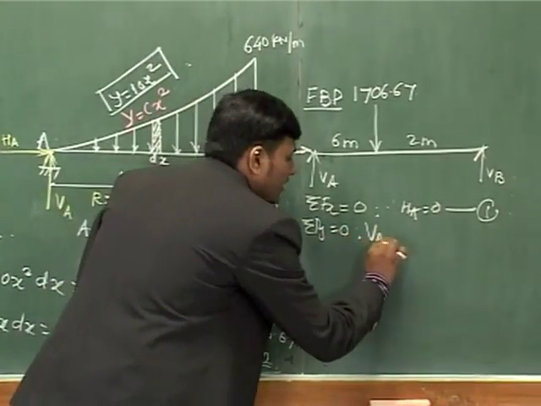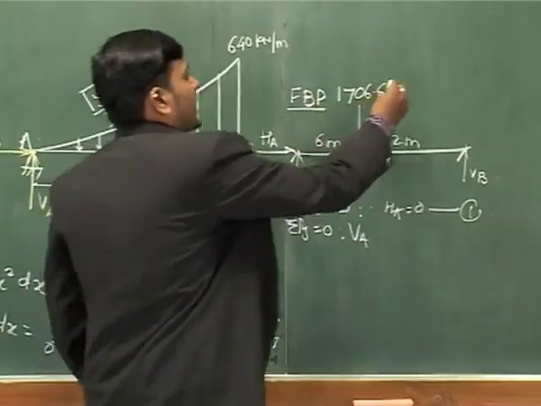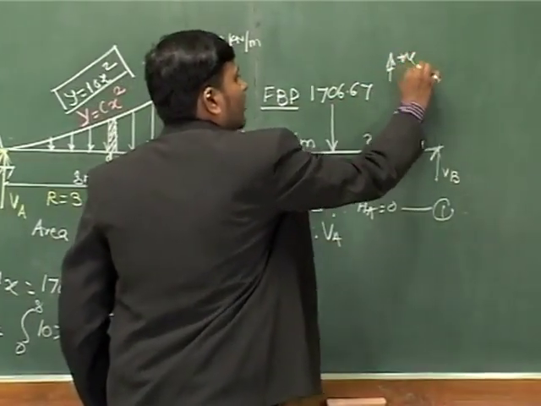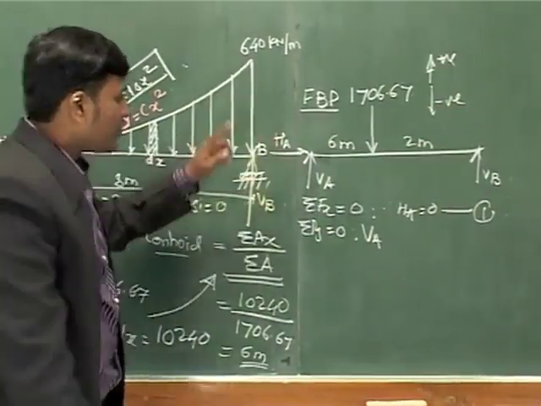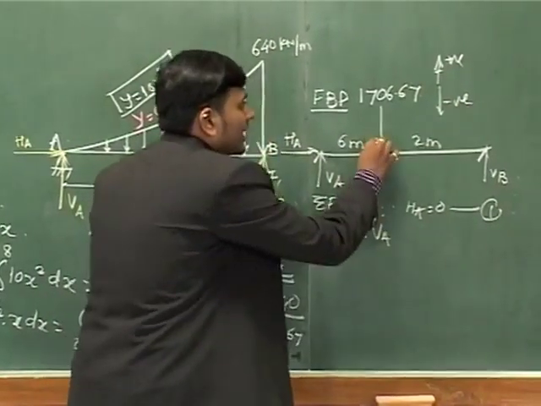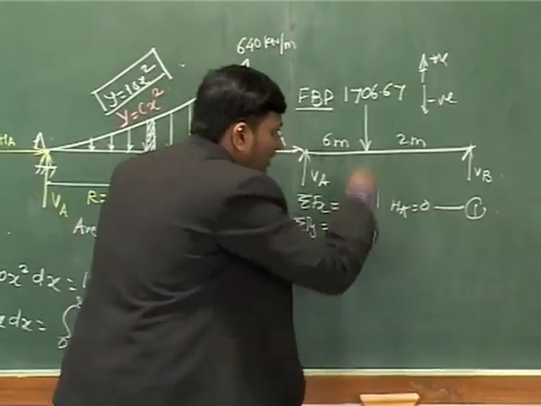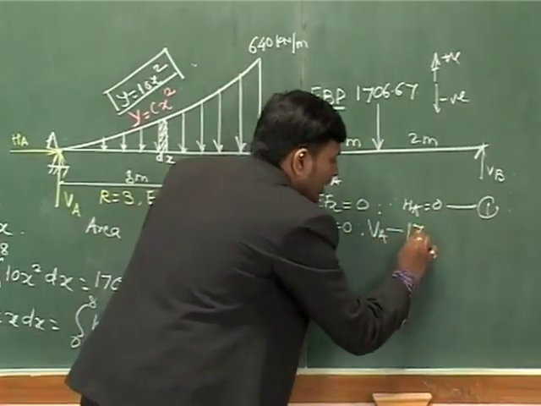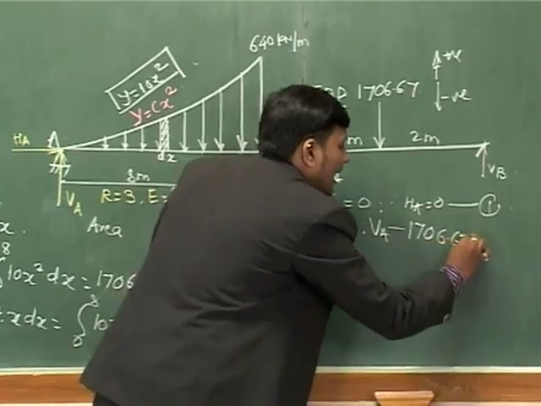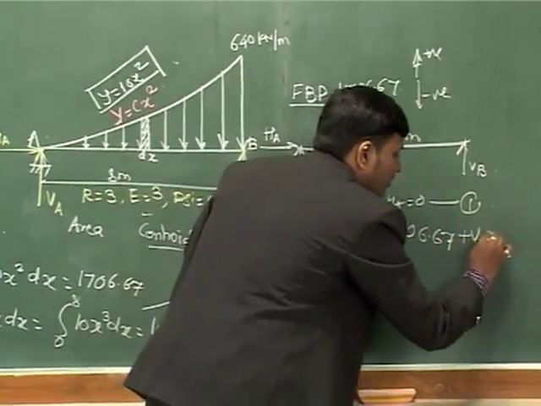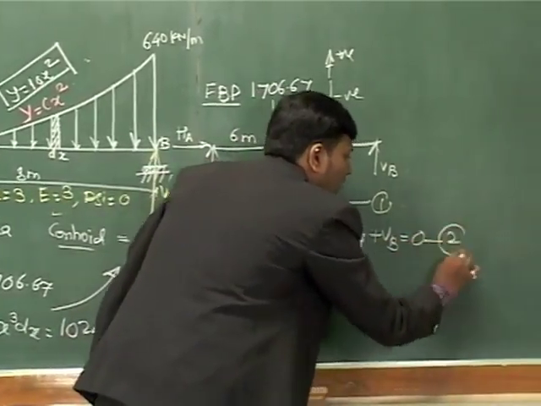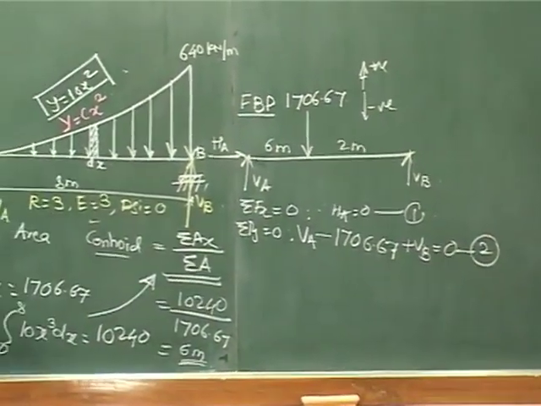So the first force will be VA, which is acting in upward direction. Again you have to use some sign convention, upward positive, downward negative. Therefore this force is going in upward direction, considered to be positive. The second force 1706.67 is coming in downward direction, so it will be negative. And the third force VB, which is acting in upward direction, so it will be positive, equal to 0. This will be your summation Fy equal to 0.